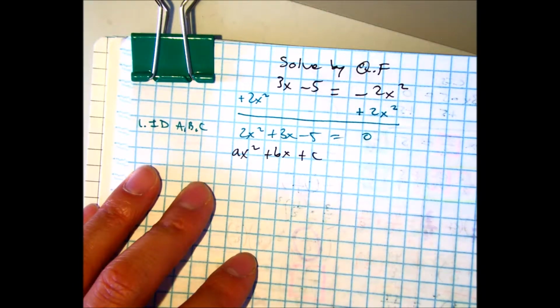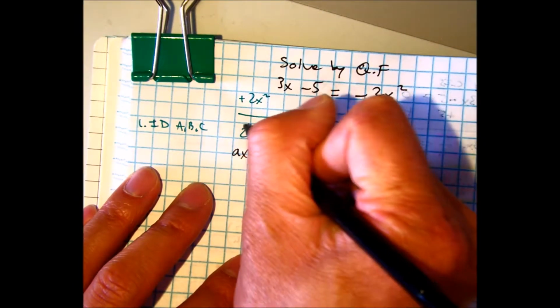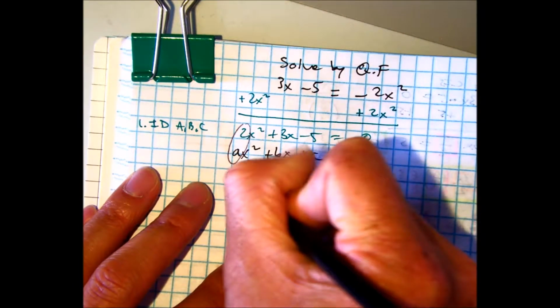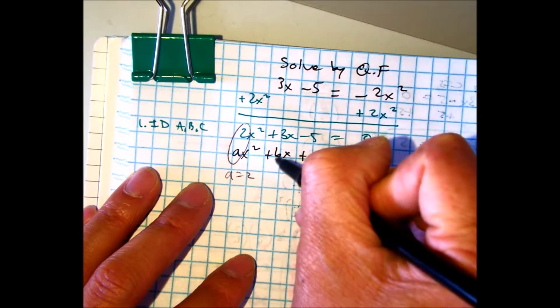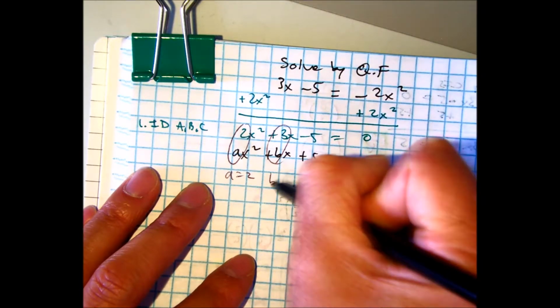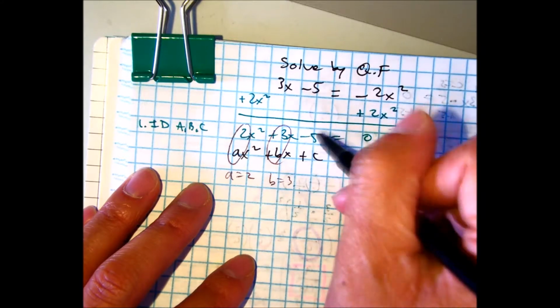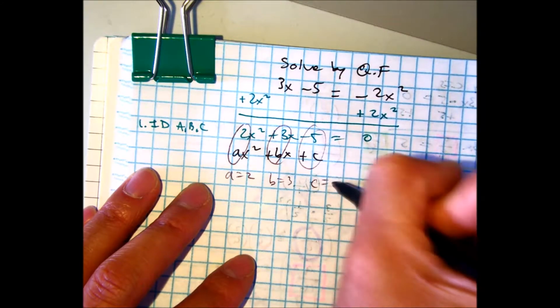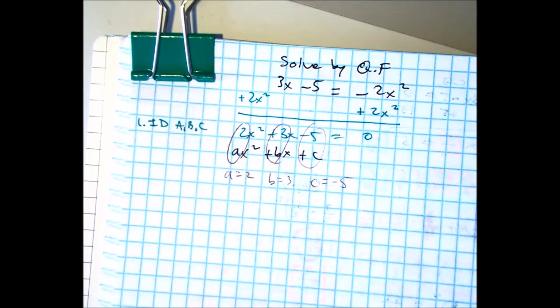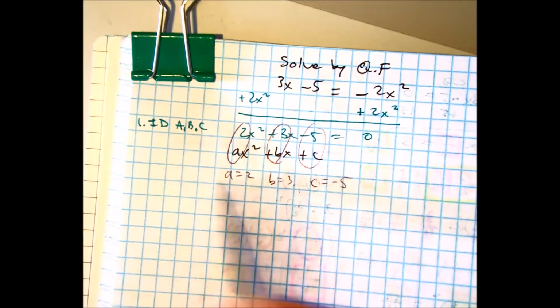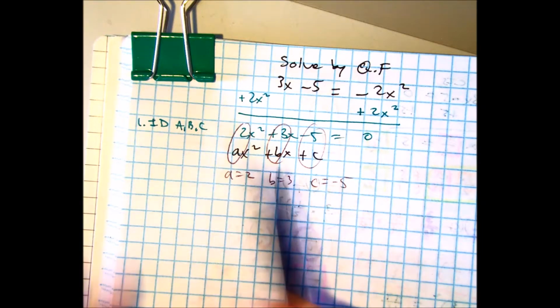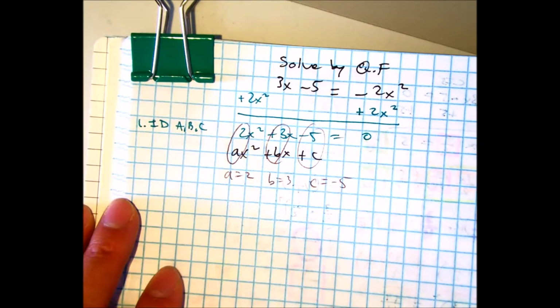And then we can say, class, your A value is? 2. Your B value? 3. And your C value? Your A, B, and C values will always be numbers. You will never have an x or an x squared in here. Okay? So we've just identified the A, B, and C.